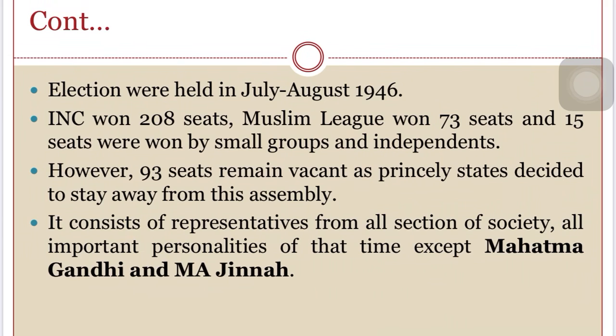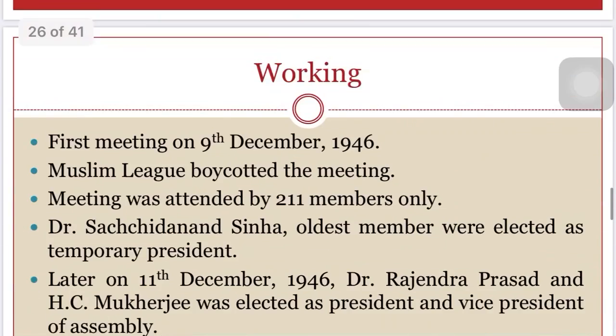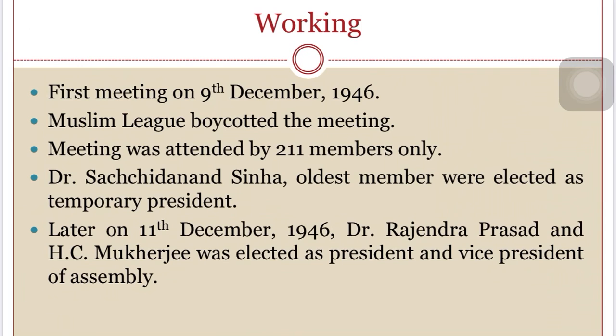It consisted of representatives from all sections of society, including important personalities like Mahatma Gandhi and M.A. Jinnah. The first meeting was held on 9th December 1946, where the Muslim League boycotted the meeting. The meeting was attended by only 211 members. Dr. Sachchidananda Sinha, the oldest member, was elected as temporary president.